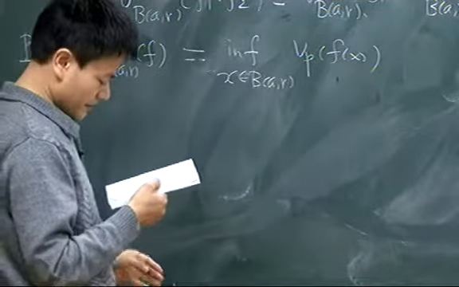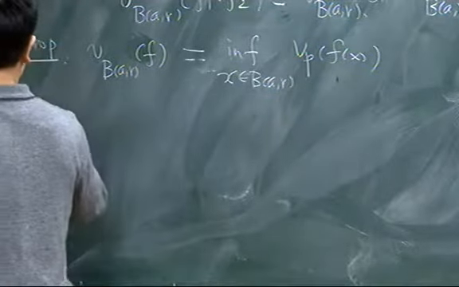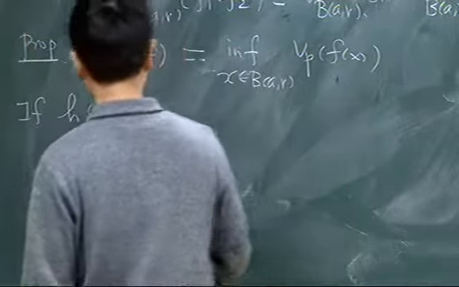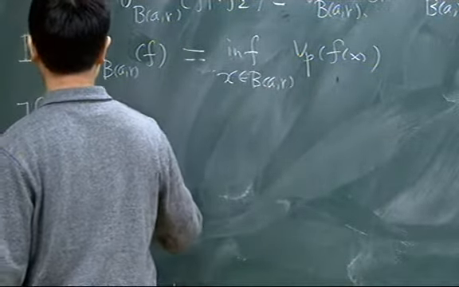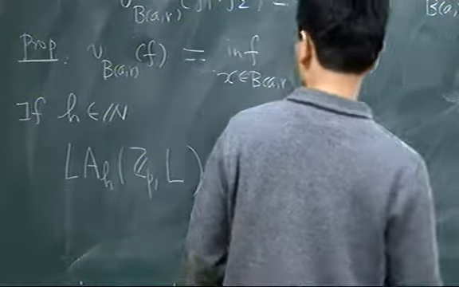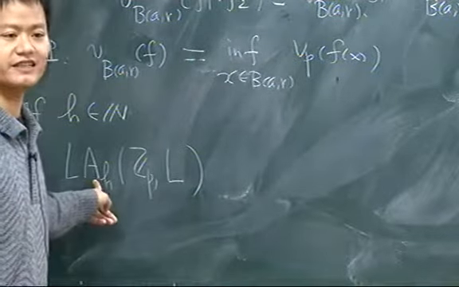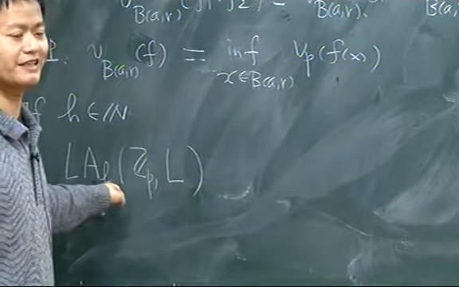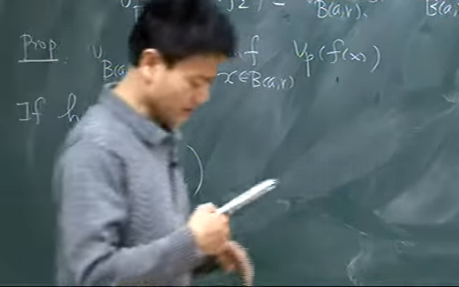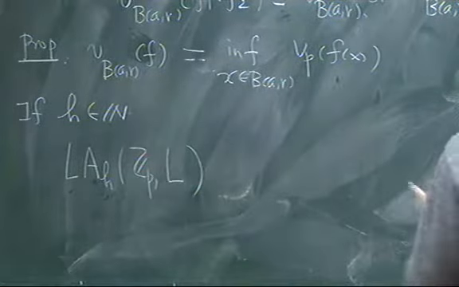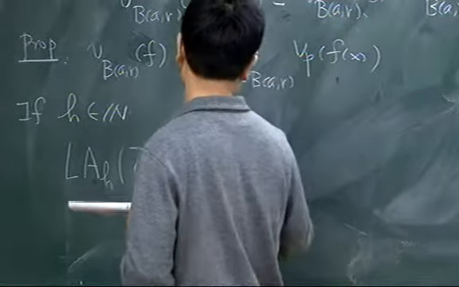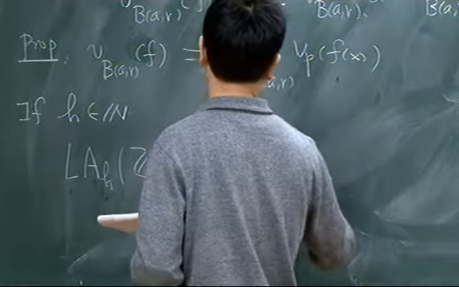Now with this we can define another notation. If h is contained in N, we define this called LA_h(Z_p, L). L means locally, A means analytic: locally analytic, h means of level h. So what is this? This looks ugly, but it's easy to write.